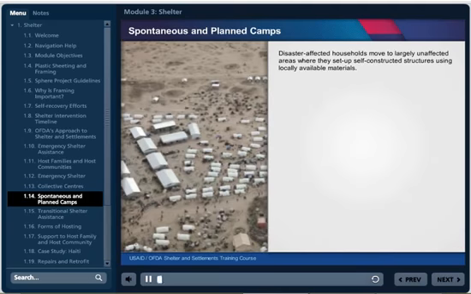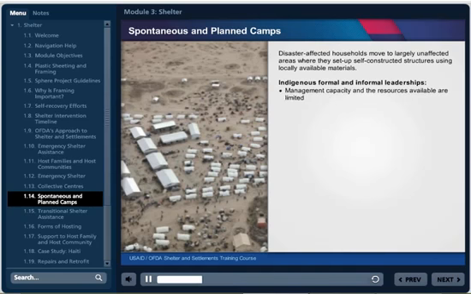Disaster-affected households move to largely unaffected areas where they set up self-constructed structures using locally available materials. As soon as they are created, indigenous formal and informal leaderships often engage in the management of those settlements. Unfortunately, the management capacity and the resources available are limited, making spontaneous settlements commonly ill-suited to accommodate the displaced.